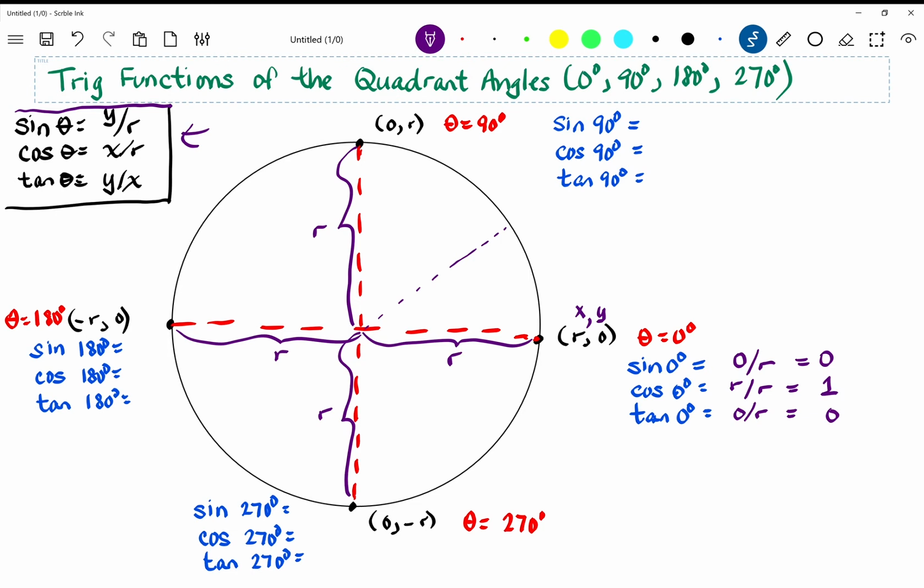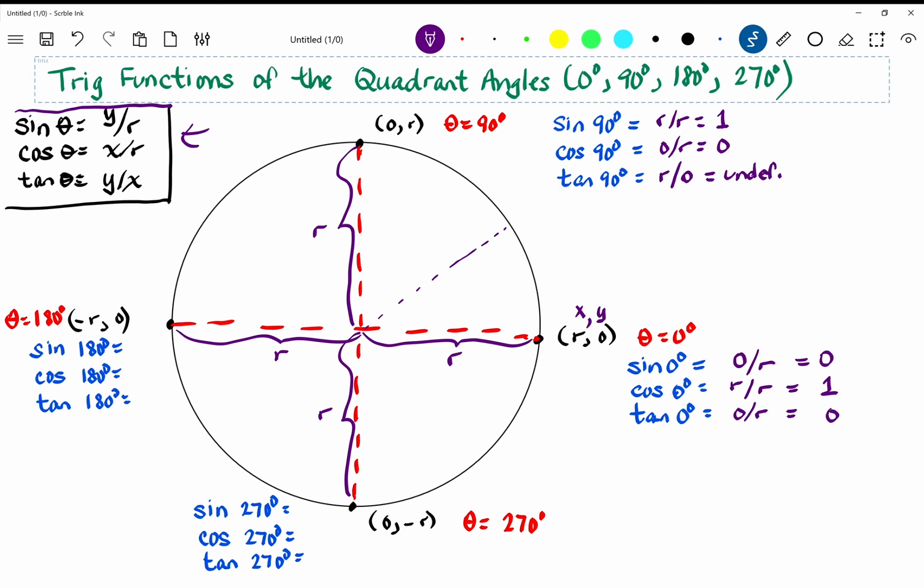Coming up here to 90 degrees, same thing. Sine of theta is y over r, so that means it is r over r, which is 1. Cosine of 90 is x over r. The x coordinate is 0, and r is r, so that's just going to be 0. Tangent of 90 is y over x. Well, that is r over 0, which is undefined. So we have a trig function that is undefined.